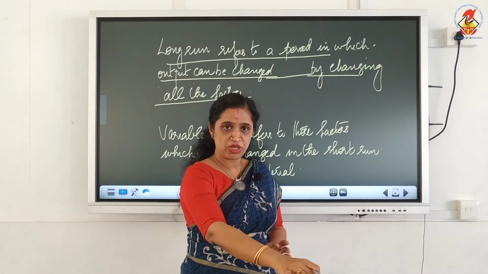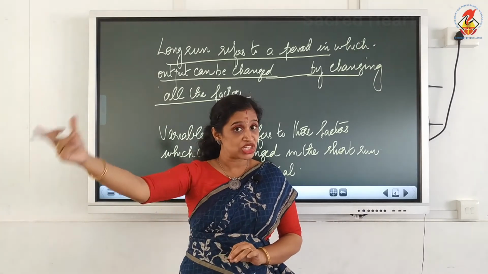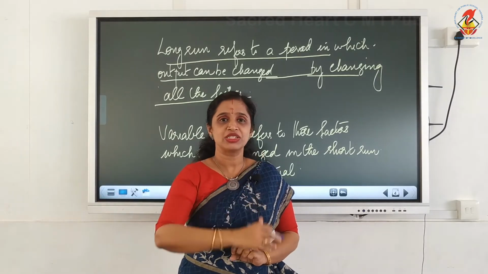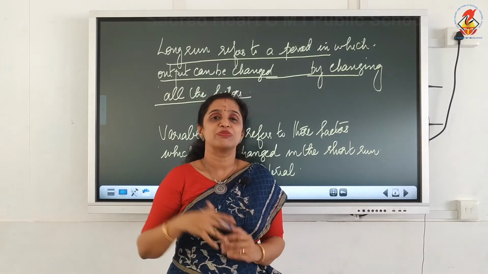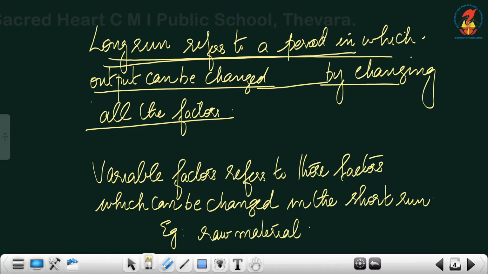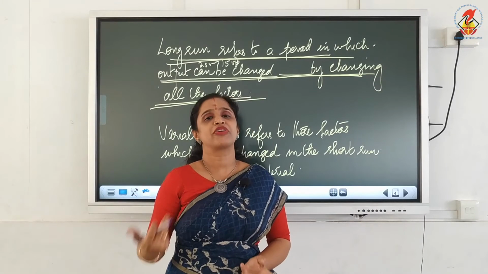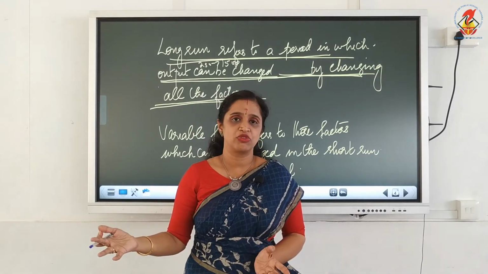Therefore, at that time, the firm has to even change the fixed factors such as land. A new land has to be bought. Building, a fixed factor: a new building has to be constructed. Machines, a fixed factor: new machines. All these fixed factors now become variable factors. That is why I have written the definition like that. Long run refers to a period in which output can be changed. That means from 250 the number of shirts can be increased to 1000 or 1500 by changing all the factors, fixed factors as well as variable factors.